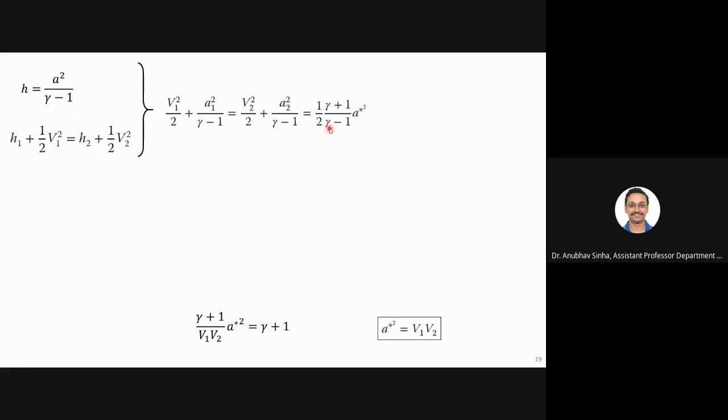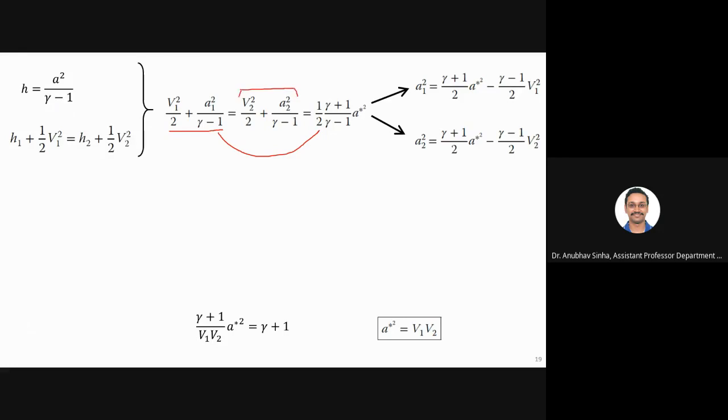Now we have two equations here. One is that V1 square plus A1 square, this quantity is related to gamma. This quantity is equal to this, and similarly this quantity is equal to this. So if I equate both of them, then I can write separately for A1 square and A2 square.